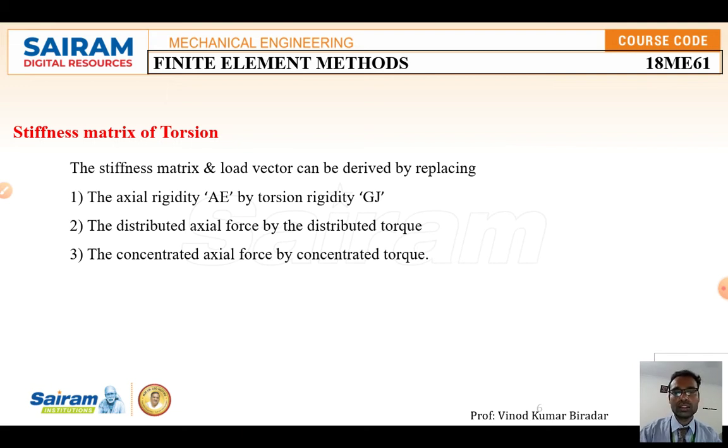Now the next question is to derive the element stiffness matrix for the torsion element. It is also called finite element formulation. In examinations, many times they ask you to explain the finite element formulation for torsion, so you have to derive the element stiffness matrix for this torsion.